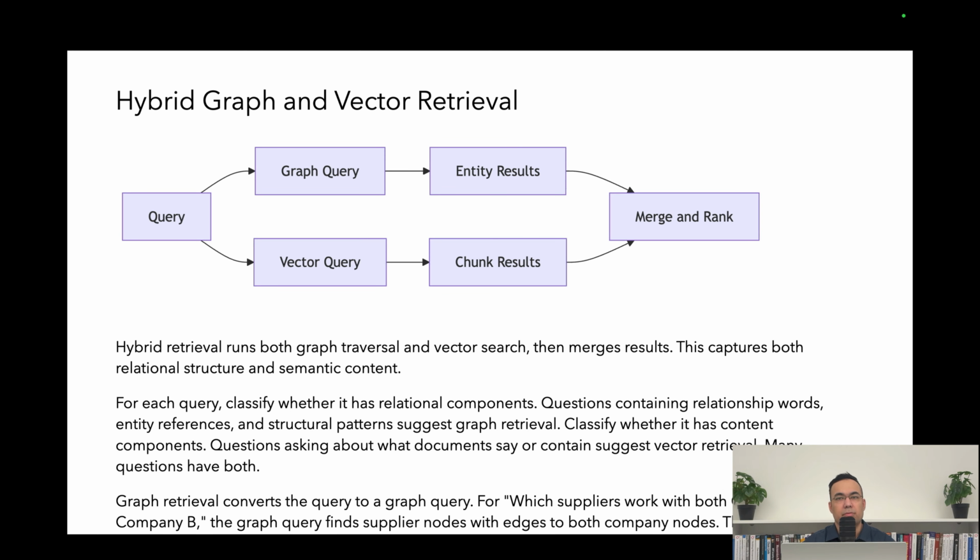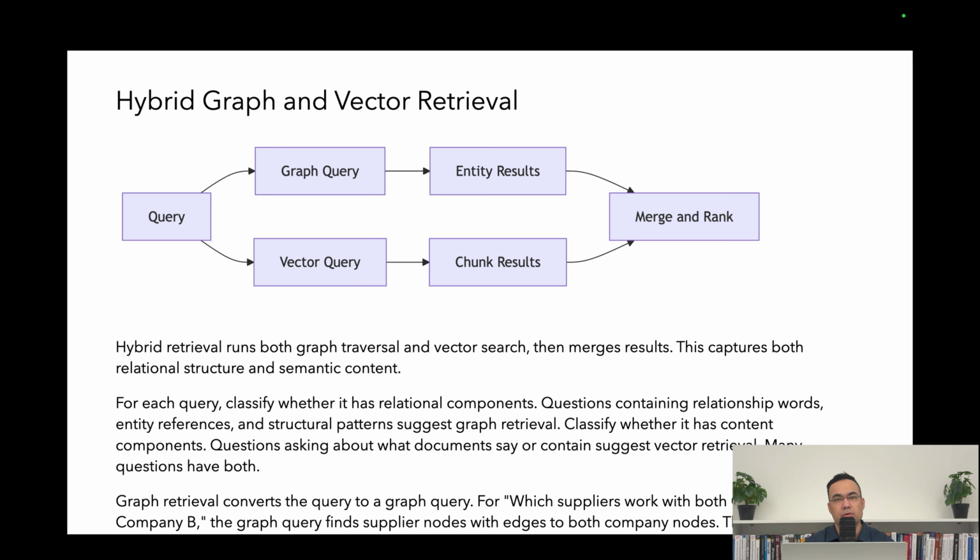Now let's talk about combining graph traversal with vector search. Hybrid retrieval runs both graph traversal and vector search, then merges the results. For each query, we classify whether it has relational components. Questions containing relationship words, entity references, and structural patterns suggest graph retrieval. We also classify whether it has content components. Questions asking about what documents say suggest vector retrieval. Many questions actually have both.